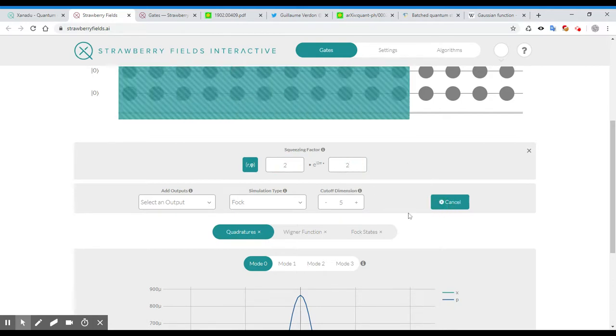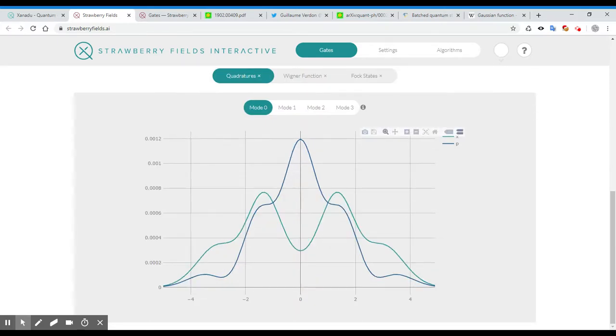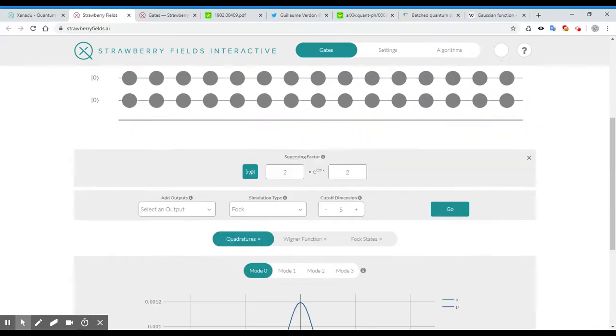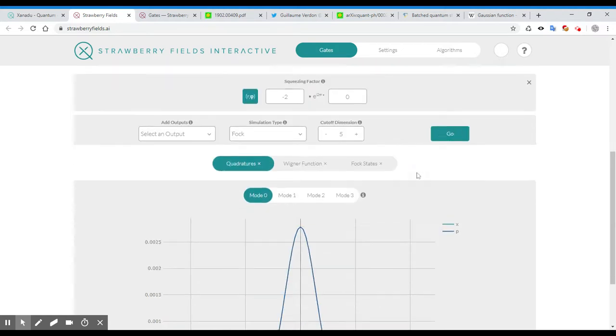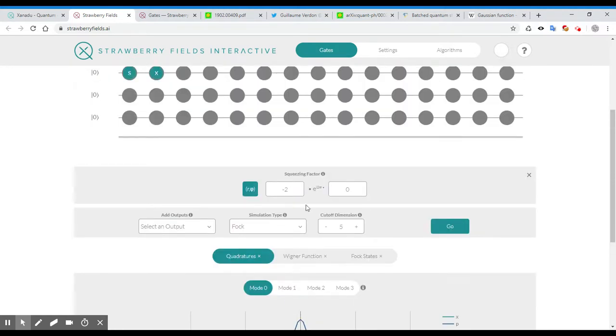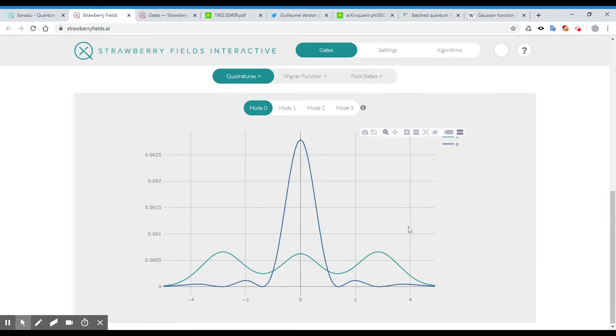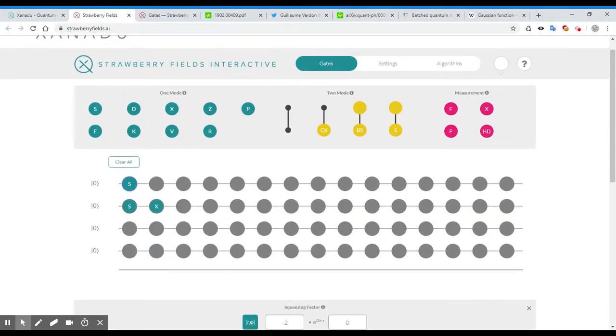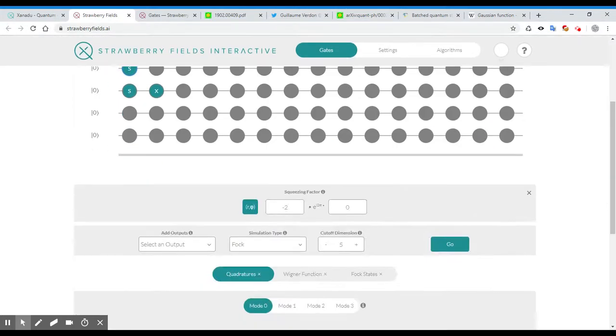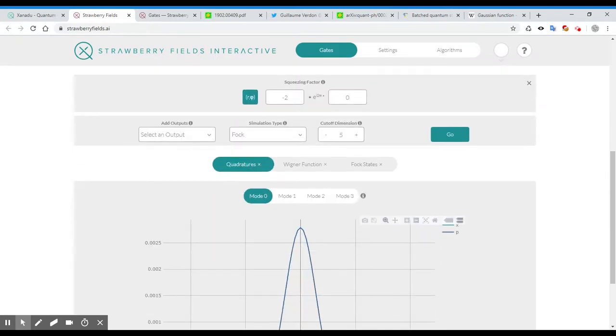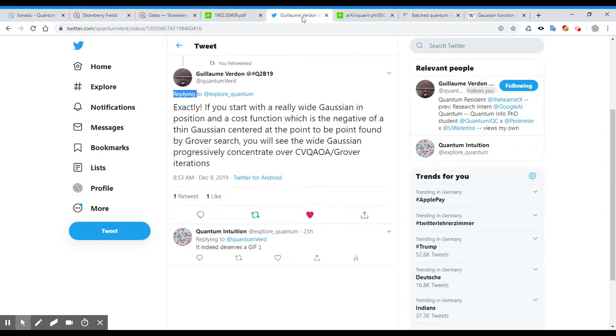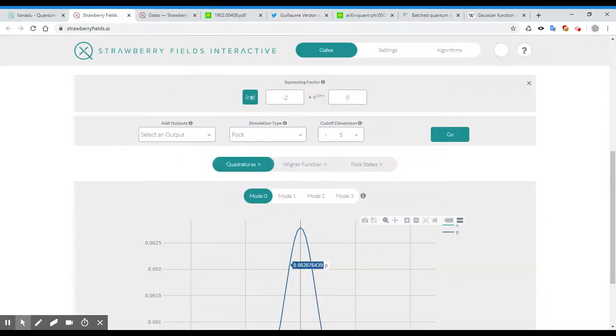2, 2. What does this do? This way, okay. Squeezing factor. So here we leave it at 0, here we just say -2. What's going on with this? It's still... So how do I parameterize it so I get a wide Gaussian?